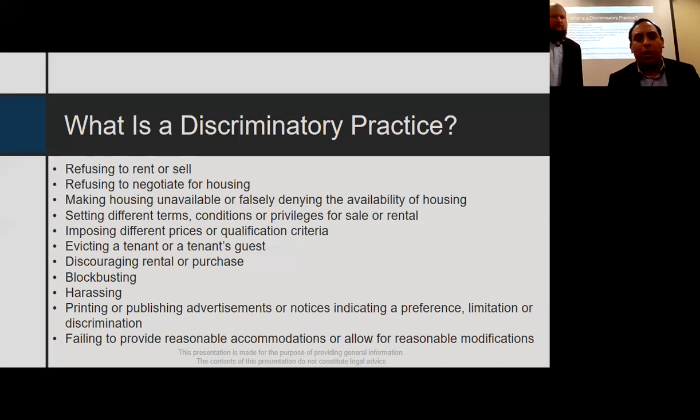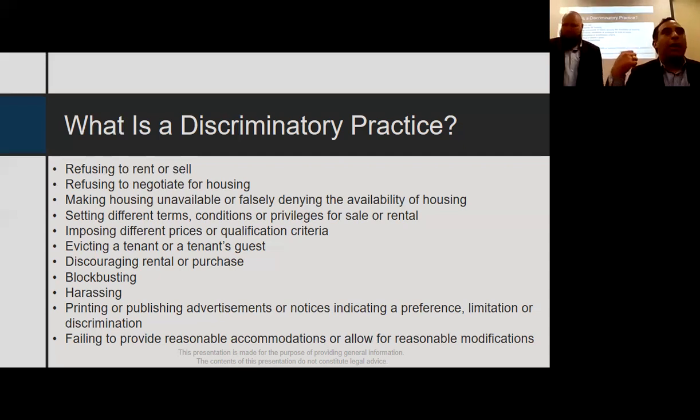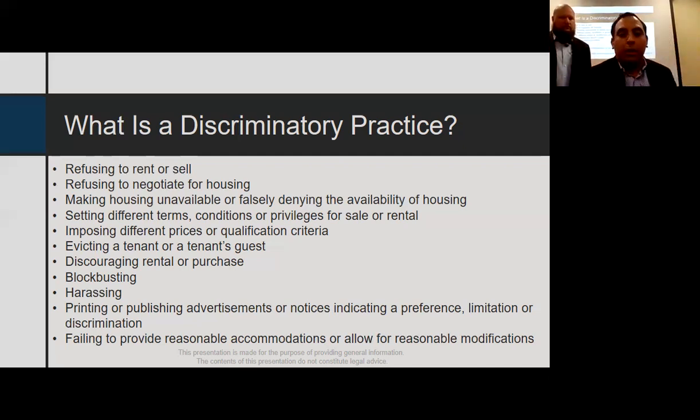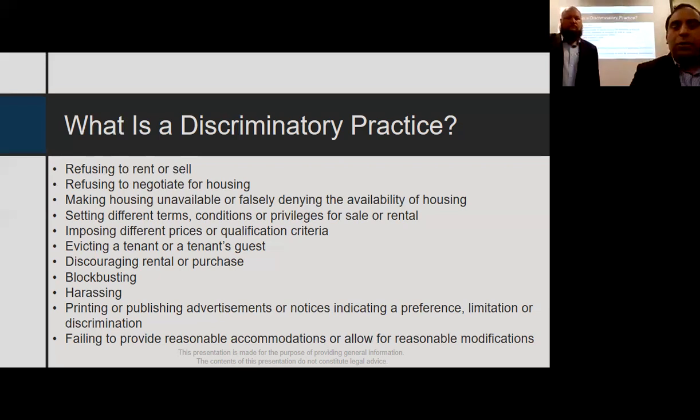Discriminatory practices also include harassment. That's something you don't think about. But for instance, it covers sexual harassment, because that's gender related and falls under sex for discrimination. A landlord can't say, "You don't have to pay me this rent if you do X, Y, and Z." That would also fall under the FHA as a discriminatory practice. And then we'll talk about failing to provide reasonable accommodations, which is discriminating against disabled folks.